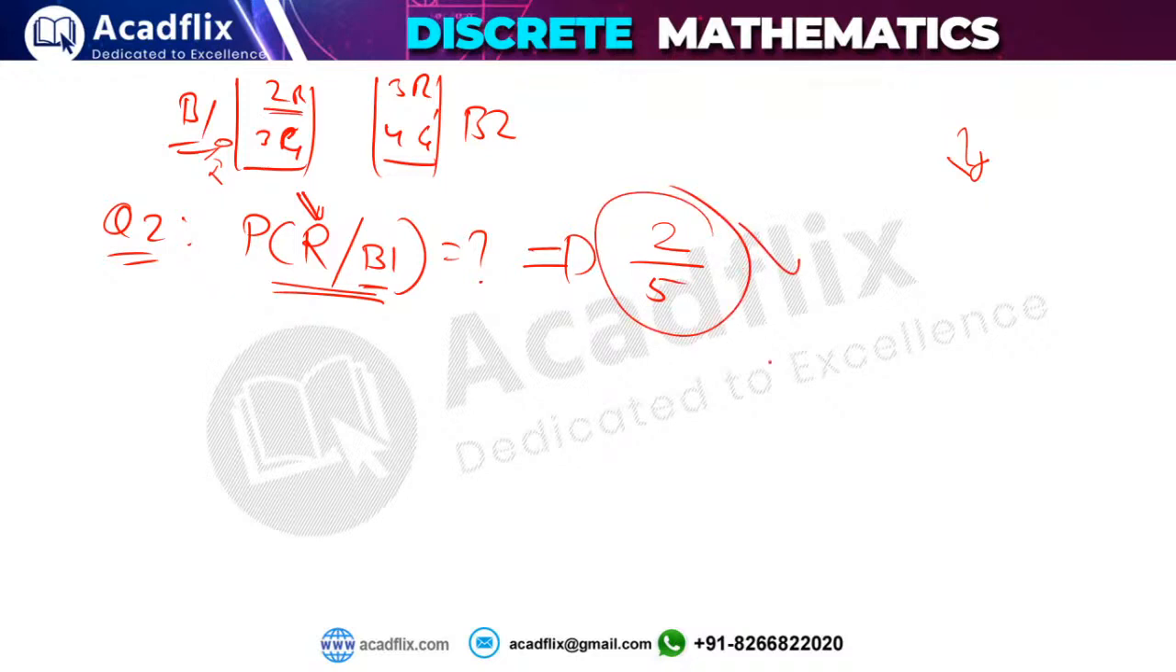Again, see, Nilima is making this mistake. Nilima, we don't require half now. Why? Because it is already given that you have picked box 1.